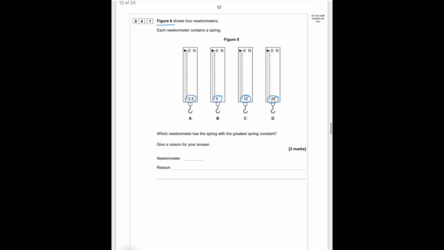So the answer here would be D, and the reason being that D needs the greatest force, because it has the largest amount of force in terms of the scale to move the spring the same amount of distance.